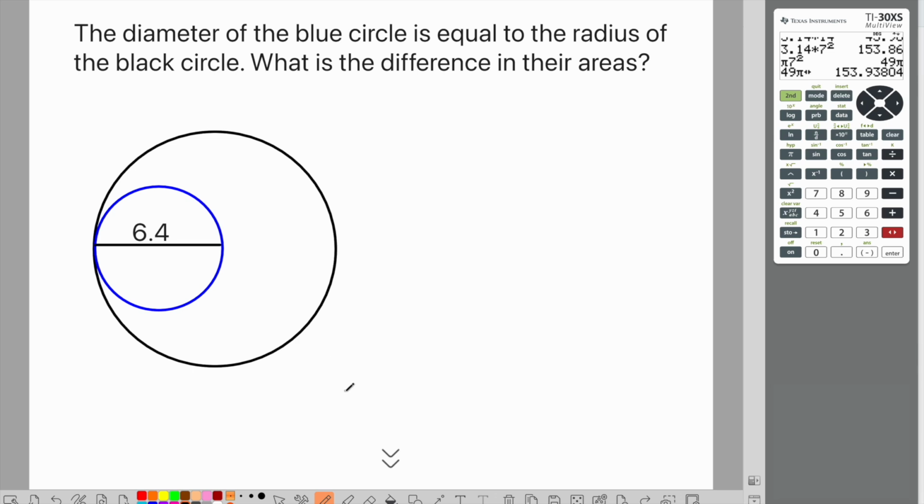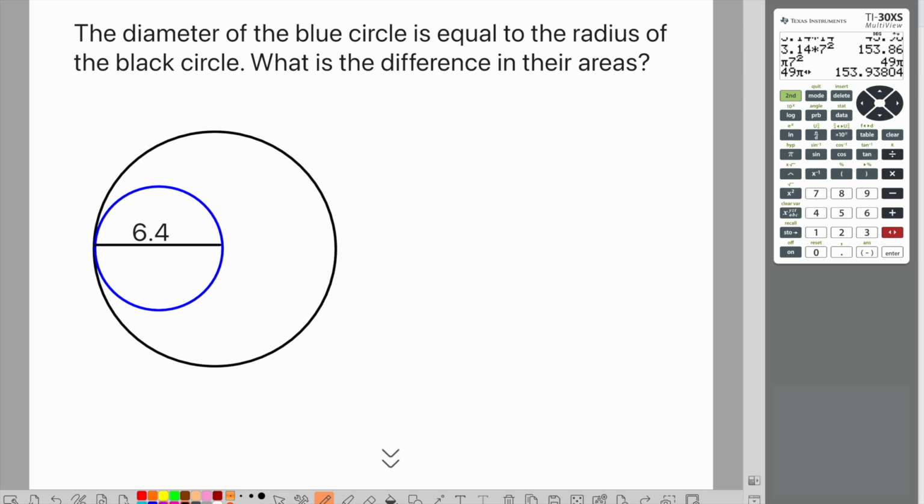Here is a word problem. The diameter of the blue circle is equal to the radius of the black circle. What is the difference in their areas? So I think this is a GED level question. This one is challenging. So the diameter of the blue circle is 6.4.